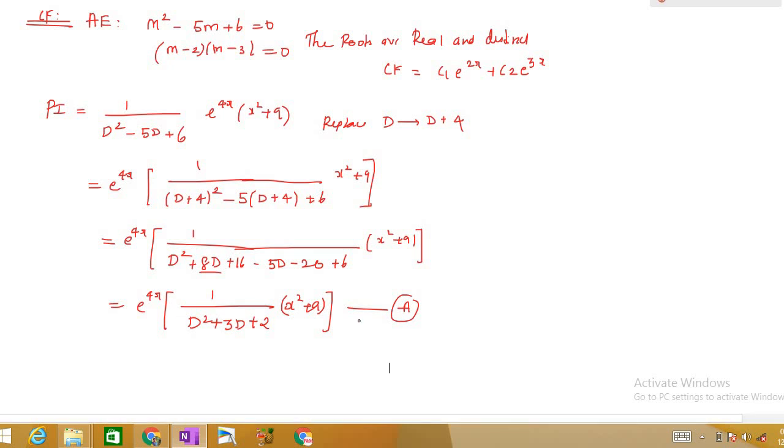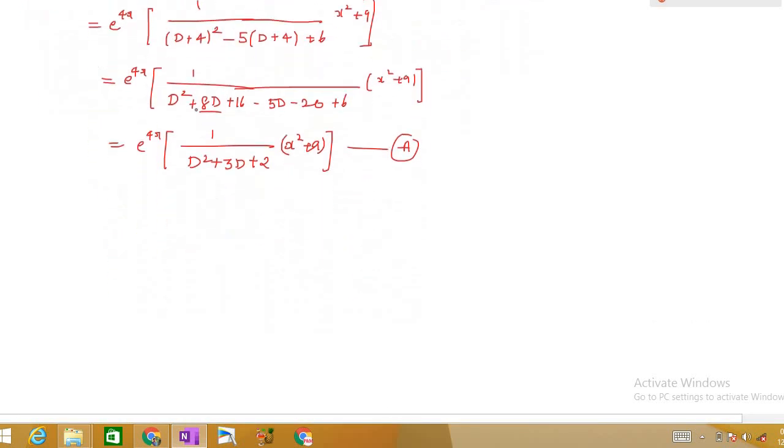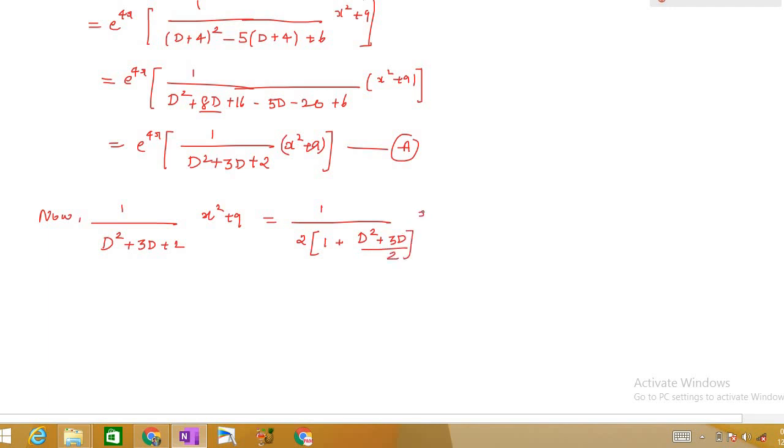Now consider 1 by d square plus 3d plus 2 of x square plus 9. You know how to solve this equation, right? First you have to take the least degree outside. I'm solving this under type 3. If we take the least degree outside, we will have 1 by 2 of d square plus 3d by 2 plus 1, of x square plus 9. Put capital X equal to this. If you have seen the previous videos, you can do this sum on your own, right?